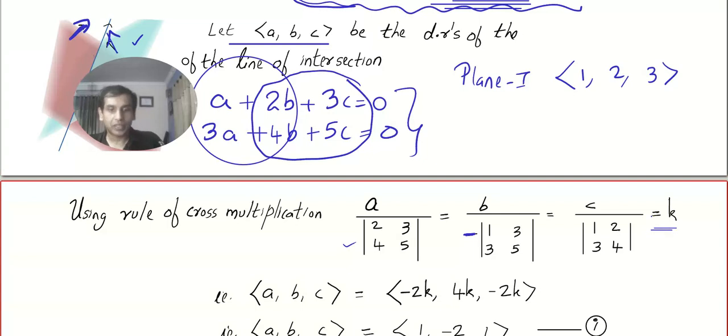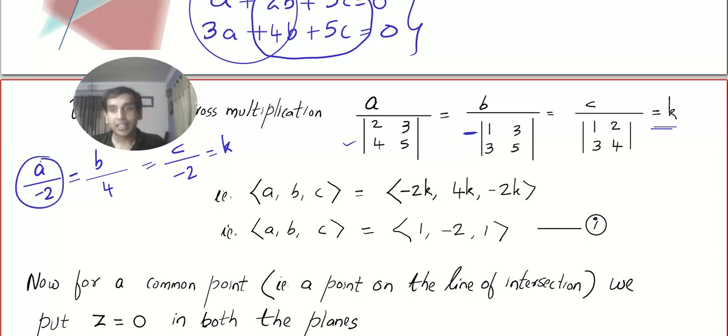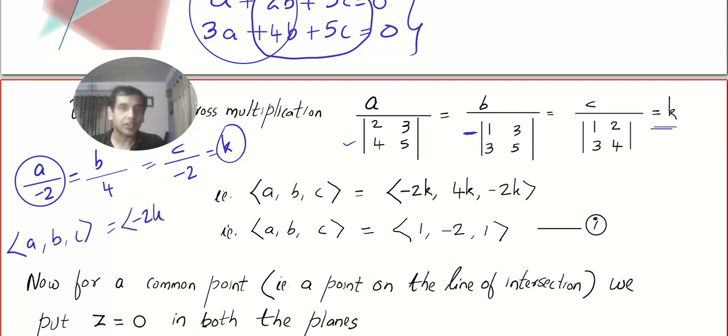And equate it to K, and it goes like this: A divided by, what's the determinant of this one? 10 minus 12, that will be minus 2. And B divided by 5 minus 9, that will be minus 4, minus will be 4. C divided by 4 minus 6, that will be minus 2, is equal to K. And equating this and this, I'll be able to find the value of A, B, C. So A is equal to minus 2K. I have written it here.